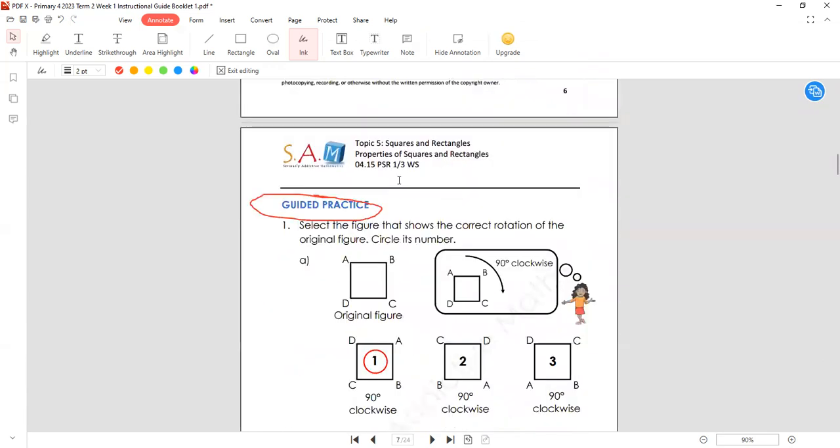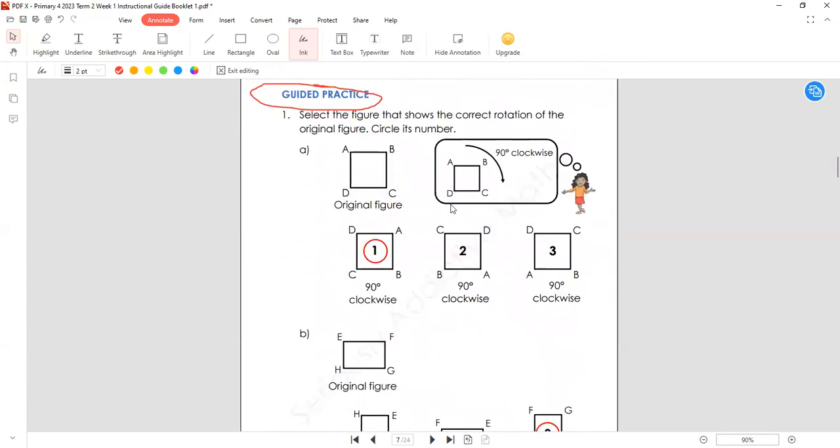I will just skip to the guided practice. You can work this one with them. Original figure ABCD. You might want to get a piece of paper to help you, whether it's an A4 size paper or a Post-it pad. Doesn't matter. You can write A here, B here, and then D, C, and use this to show them.